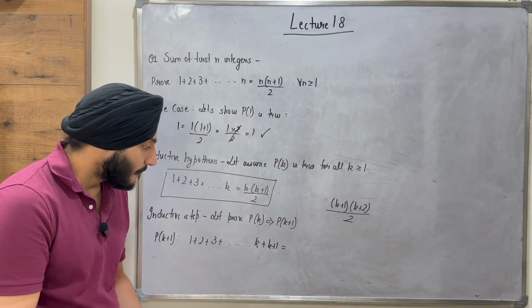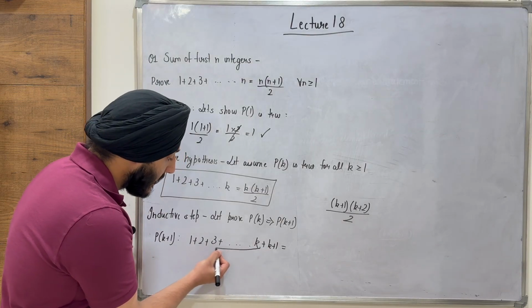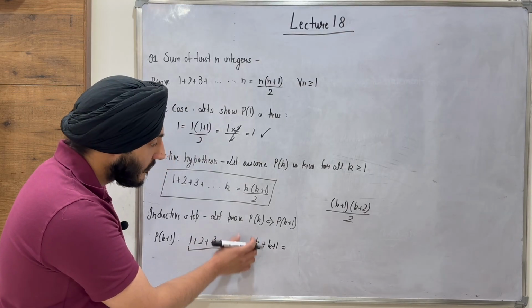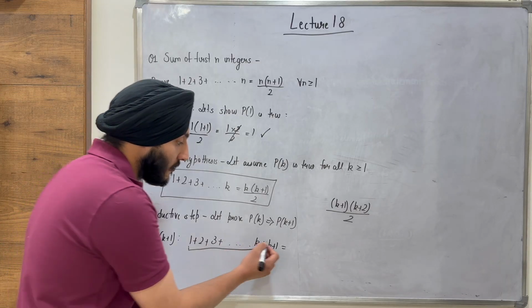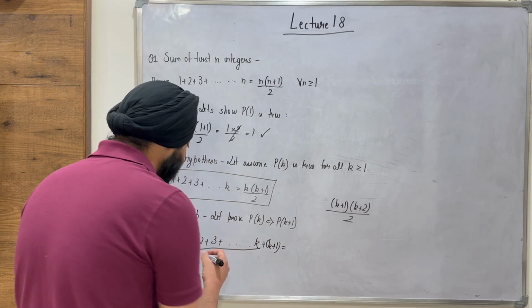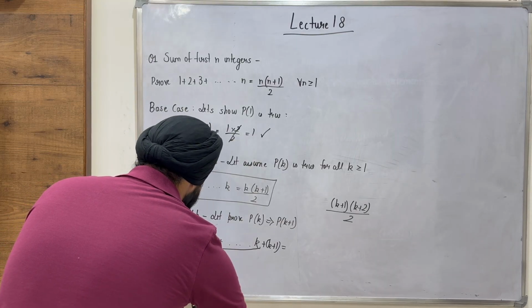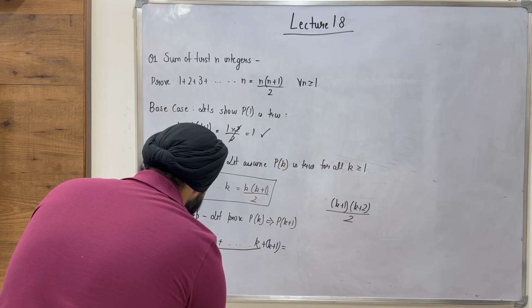Okay. So if you look at this equation, on the left hand side, maybe I can replace this 1 to the value k with the equation that I have. So if I replace this part with this equation, what I get is k times (k plus 1) divided by 2.